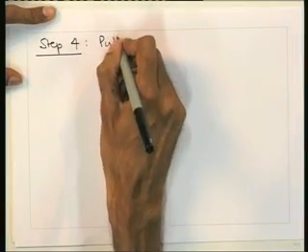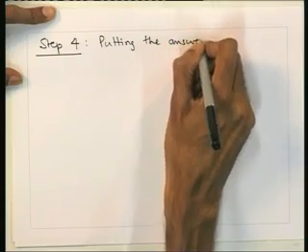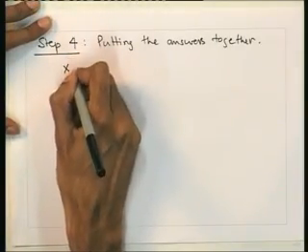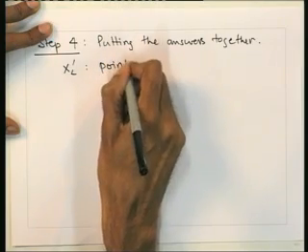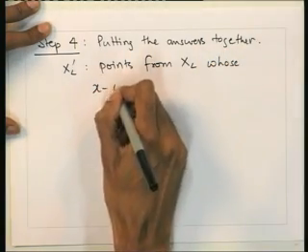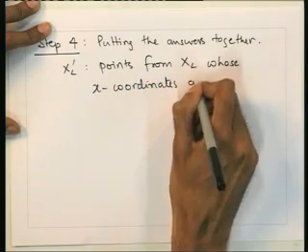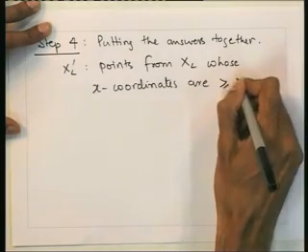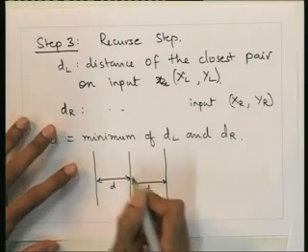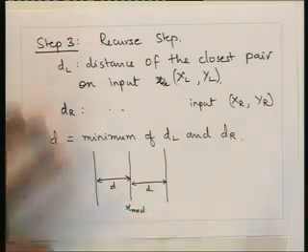So step 4 is putting the answers together. XL prime will be points from XL whose x coordinates are greater than or equal to x median minus d. Just look at this figure, this is x median, right? We need points in this range. So any point will have its x coordinate at most x median minus d. Okay, that is step 4.